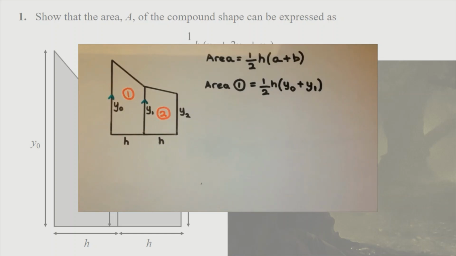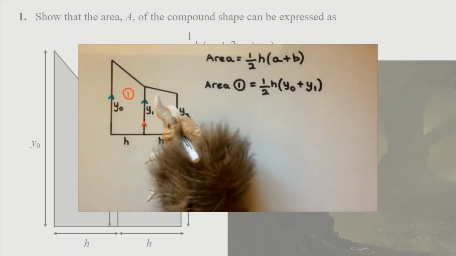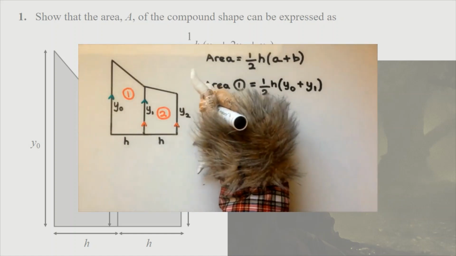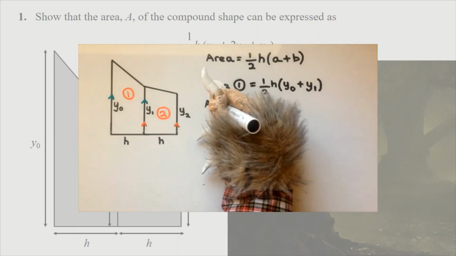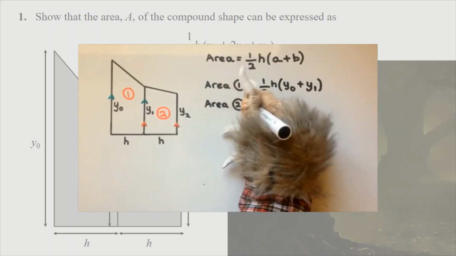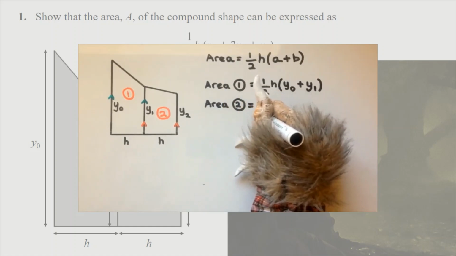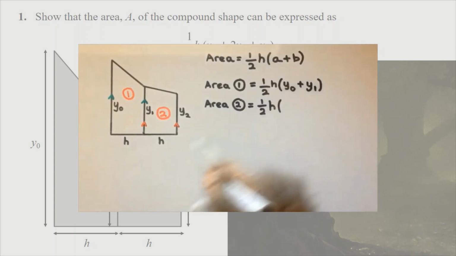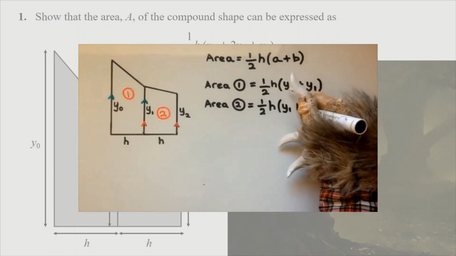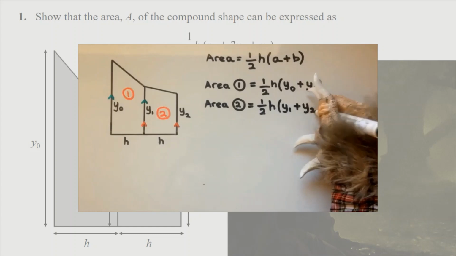And now for the area of 2, it's exactly the same principle. These two sides, y1 and y2, which I'll just indicate here, are the parallel sides. We add those together and multiply them by h and then divide by 2. Let's write that down. So the area of 2 is going to equal 1/2 of h again, and this time we're adding y1 and y2, like so.